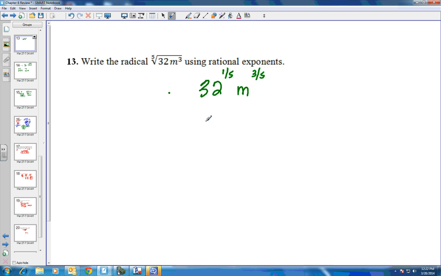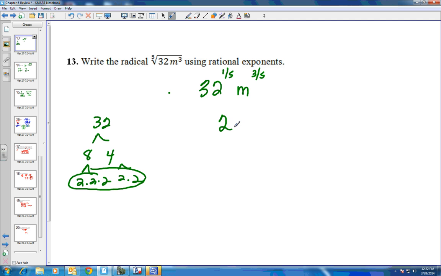Now here's the deal. After that, we always have to check our numbers to see if it'll simplify. 32 is 8 times 4. 8 is 2 times 2 times 2. 4 is 2 times 2. I need 5 in a group, because that's what this said. So that simplifies down to 2. So this is really 2m to the 3/5.